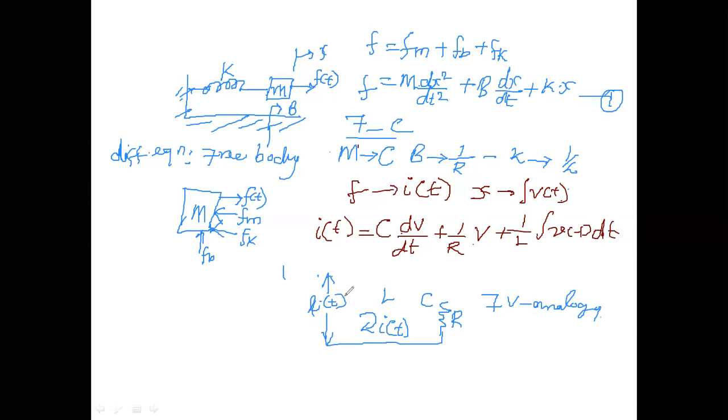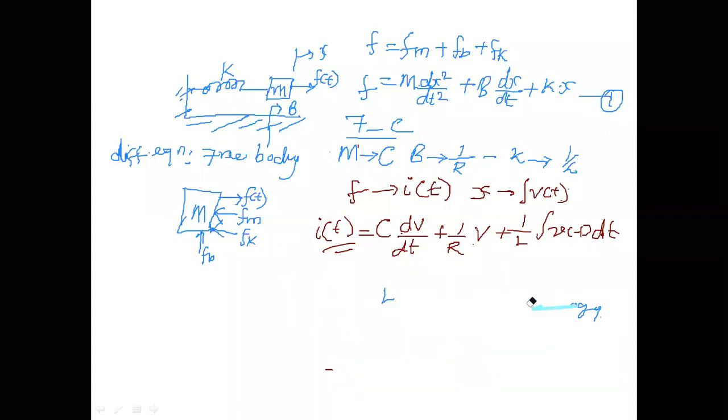Understood? So see here, in the case of the force-voltage analogy, all these elements are connected in series. But in the case of the force-current analogy, you are replacing the voltage source with a current source. While converting a voltage source to a current source, you need to connect all the elements in parallel with the source.